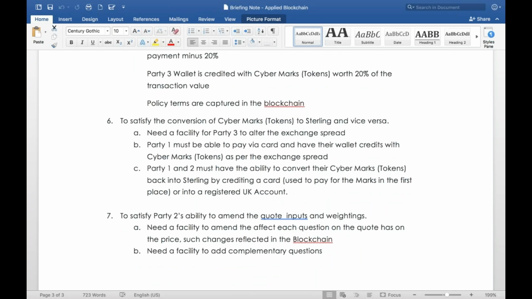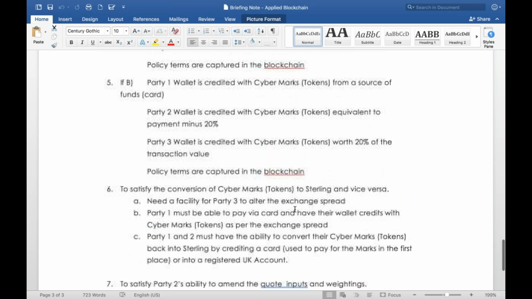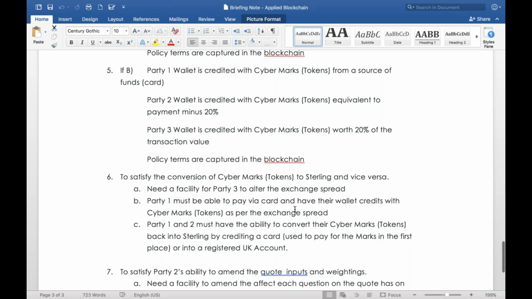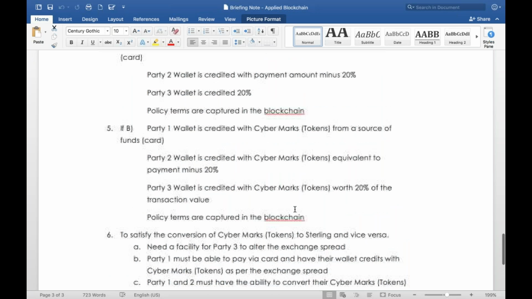Then that's pretty much it. And then there are a few more details about how we credit the different parties participating in the insurance. One is getting 20%, another 80%, and so on, and how we handle the conversion to token, the exchange, and so on. That's how I would summarize it.